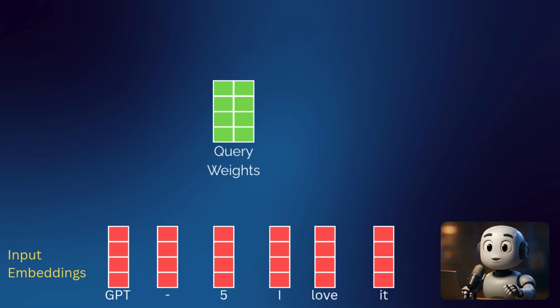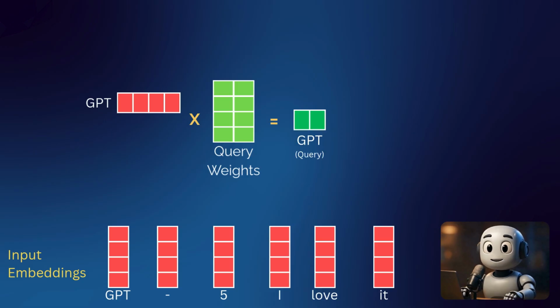So here I have something called query weights, and there's 8 of them. So these are 8 numbers. And what we're going to do is take the token GPT, take the 4 numbers associated with that token, this input embedding, and multiply it by these weights. And what that does is give us 2 new numbers for that token GPT, which are the query for GPT. When you take these 4 numbers and multiply by these 8, you get 2 new ones. Trust me, it's just how the math works.